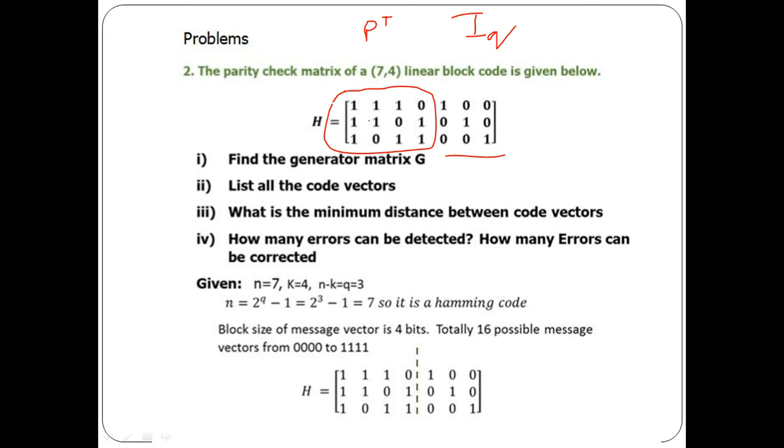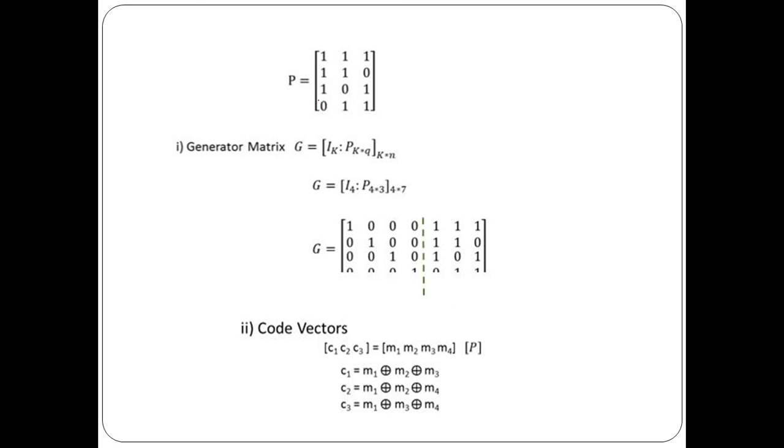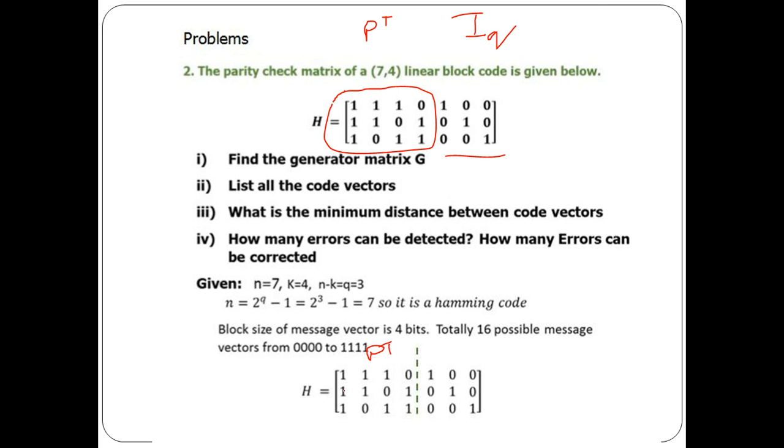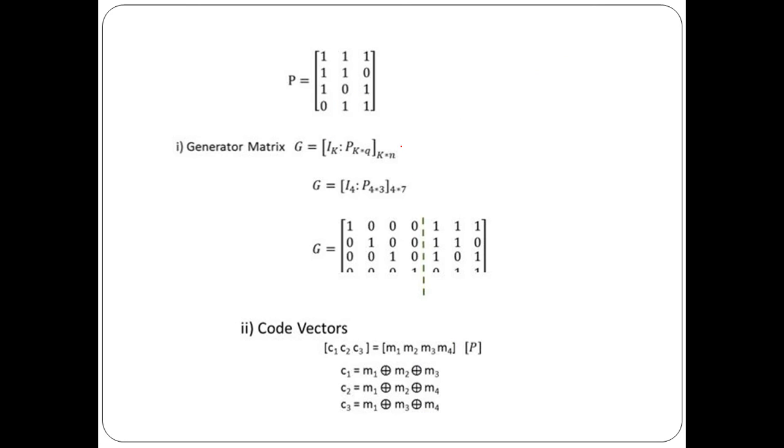So we know P transpose from this one. This is the first submatrix. If I transpose it again, see here there are three rows and four columns, 3 cross 4. Here it is four rows and three columns. I have done the transpose of P transpose, and the whole transpose of P transpose is nothing but P. So I know the P matrix.